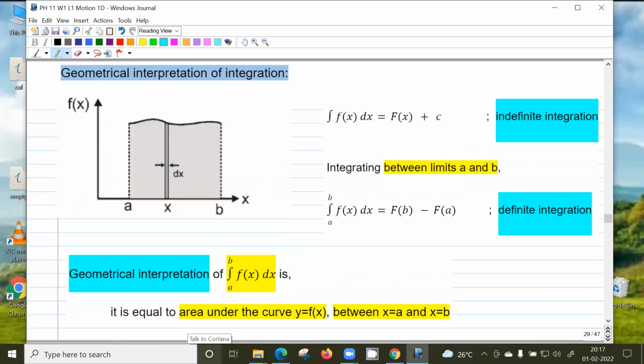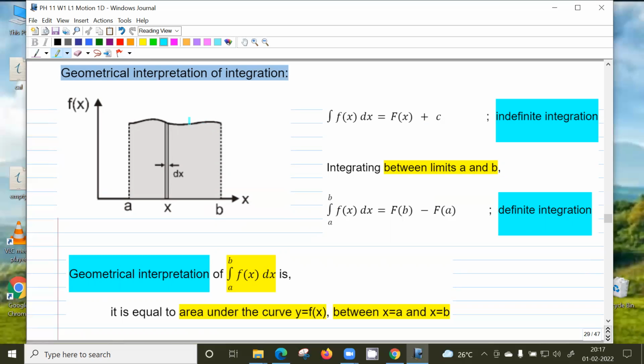The geometric interpretation of the derivative, dy by dx, is the slope of the curve, right? Similarly, for the integral of f of x, the geometric interpretation is the area under the curve. If you have a curve, say x versus y, where this is the y-axis, y is f of x, and this is x, there is a curve which relates x and y. The interpretation comes when you put in the limits of integration. So a to b means x equal to a to b, and the integral of f of x from a to b is the area under this curve.